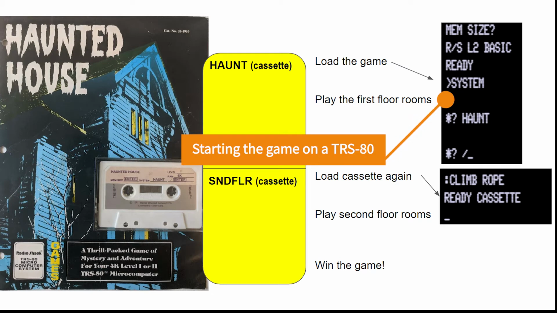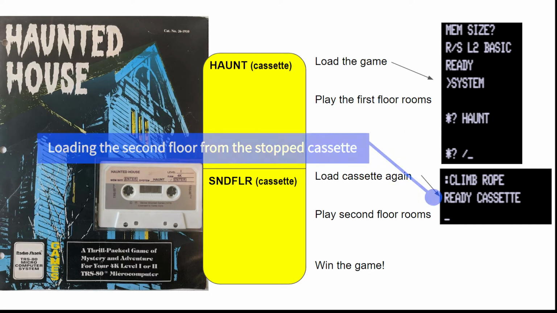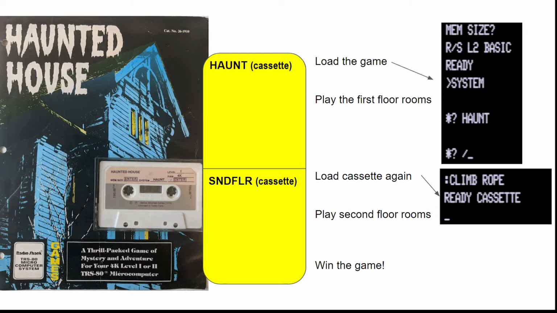I'm showing on the upper right how you load it to start it up. And in the middle, when you get halfway through the game and are going to do the second floor, you do an action and it says ready the cassette, and then it loads in that second floor. There's an assumption you left the cassette going and you got to that point, and the cassette will get turned on again and load the second floor, and then you can play the second floor.